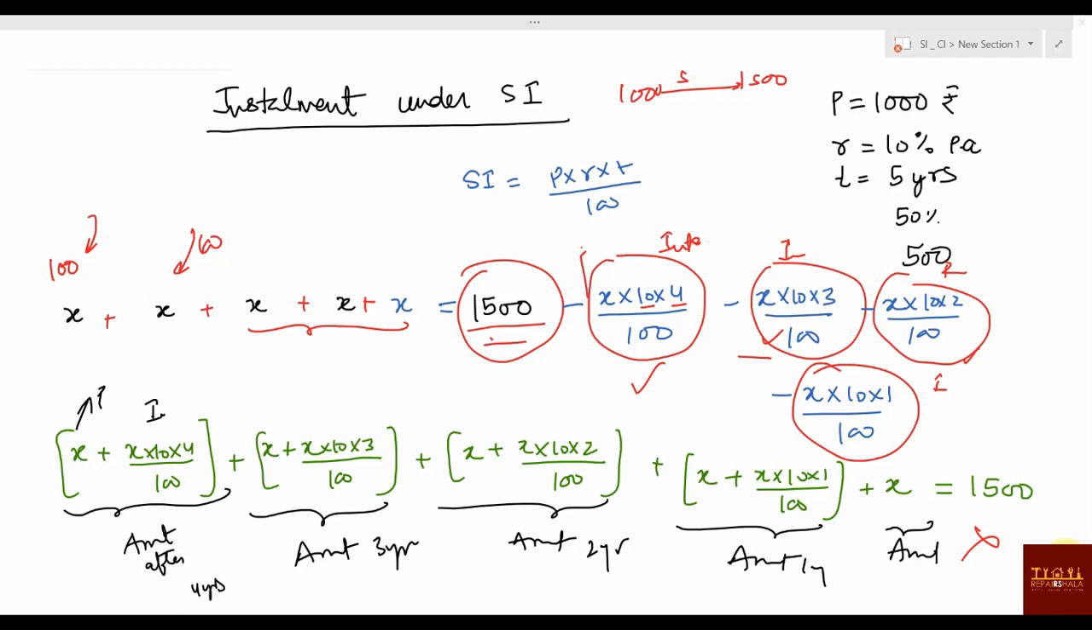So today is the fifth part of SI and CI. In the last lecture, we saw installments under SI. Today we will see installments under CI. I'll give a brief revision of what we discussed in yesterday's class.